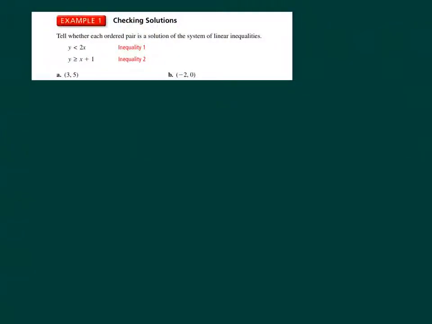Before we start graphing, though, like I said, what we have for example 1 is similar to yesterday's. You're going to check and see if this ordered pair is a solution of the system. In order for it to be a solution of the system, it has to work for both. So for the first one, I'll go ahead and do this one first real quick. You would have 5 plugged in for y, less than 2 times 3. We get 5 is less than 6. And that's a true statement.